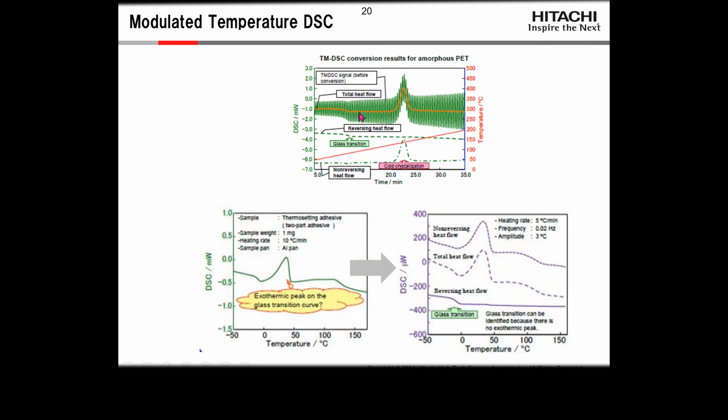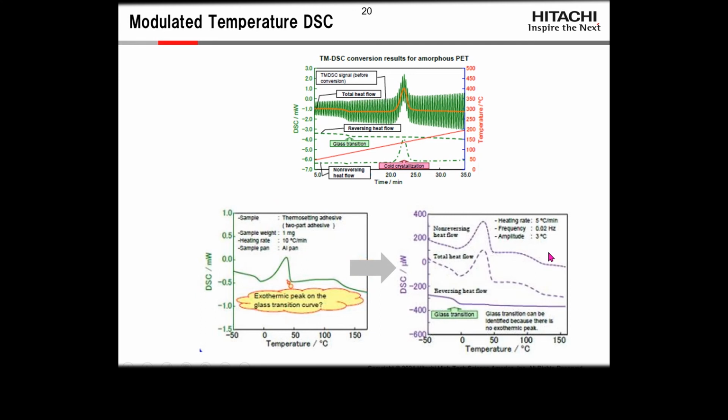However, because this is a sinusoidal wave, we can break it into an in and an out phase component. And from that, we can get a reversing heat flow, which gives us thermodynamic behavior like the glass transition, and non-reversing flow, which gives us stuff like curing and cold crystallization. So we can take a peak like this one down here, where there's an endothermic peak where we expected our glass transition, run the same experiment in an oscillatory mode, and then we can pull out in the reversing the Tg that's buried in here, and we can pull out the energy of the cure and get them both in one run.